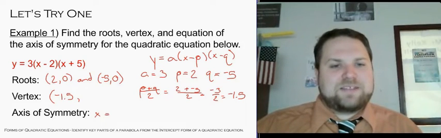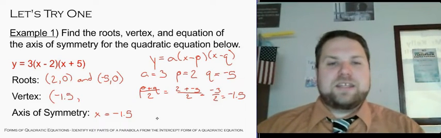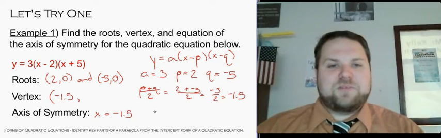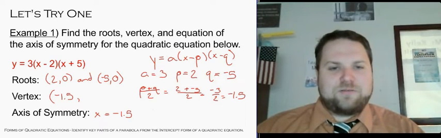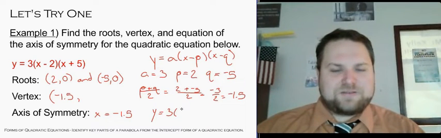My axis of symmetry then would be x equals negative 1.5. And now all I have left to do is to substitute that negative 1.5 back into my equation, just like I did before with standard form. So I'll say y equals 3 times x, oh, not x, excuse me. Sorry, you ever just lose where you're at for a second?